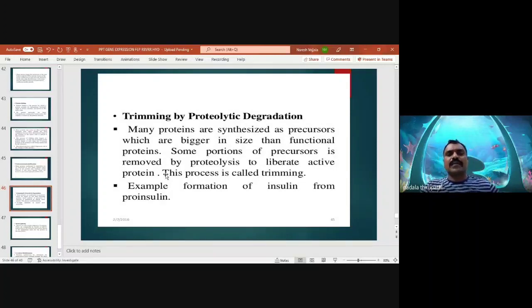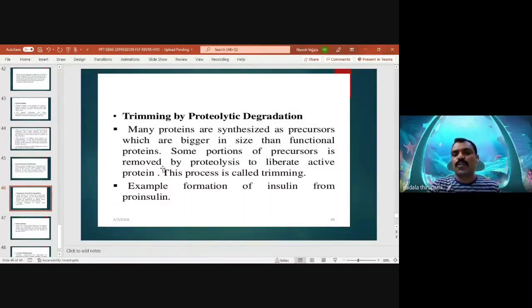Trimming by proteolytic degradation. Many proteins are synthesized as precursors, not the matured one, my dear friends. Precursors are bigger in size than functional proteins. So precursor proteins are not functional. Compared to the functional proteins, these precursor proteins are bigger in size.